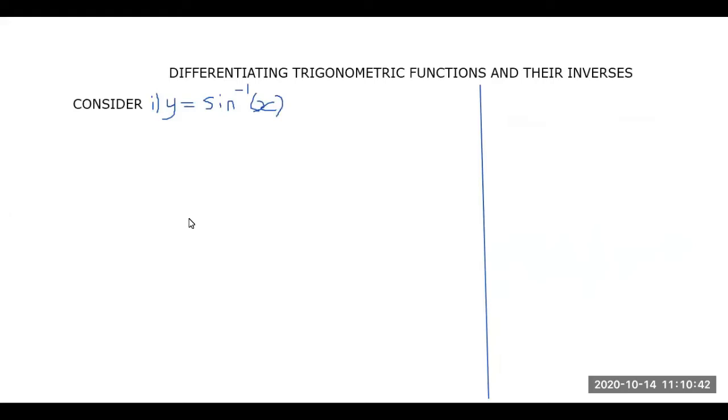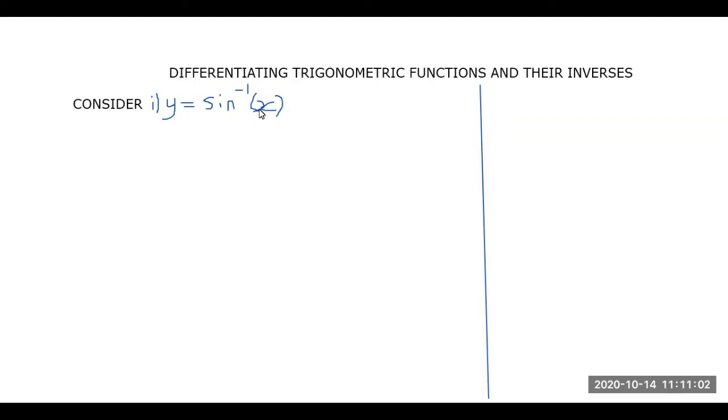Alright, now we're going to be looking at how we differentiate trigonometric functions and their inverses. We're going to start with trig inverses. We'll look at trig functions a little bit later. So, differentiating trig functions and their inverses.